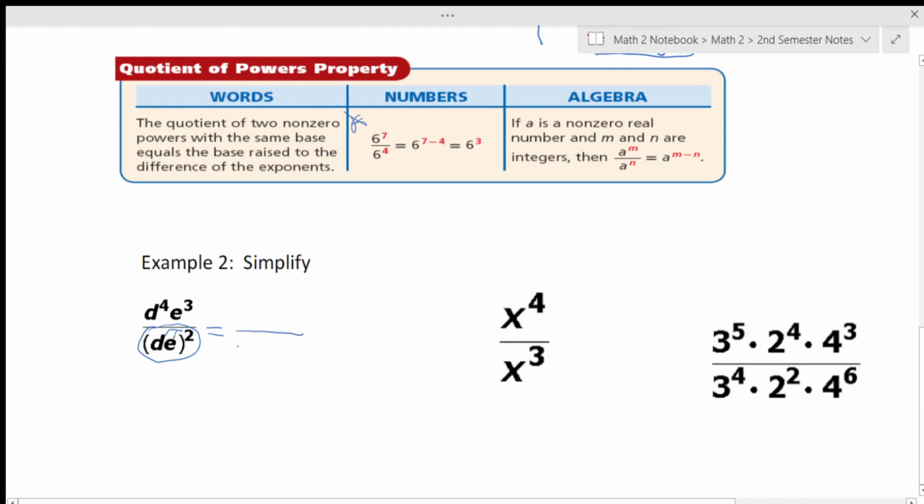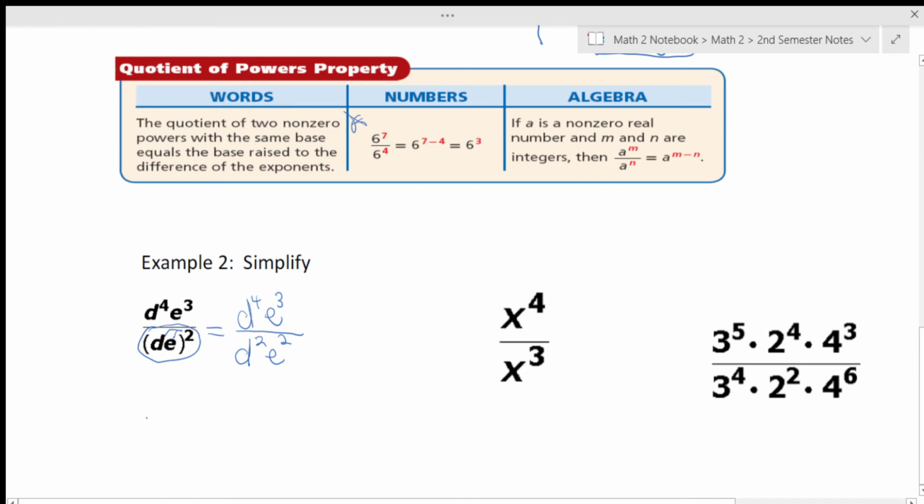And we're going to review that a little bit more too. But when you have a power on the outside of your product, both parts or all parts of the product will get raised to that power. And then on the top we have d to the 4th e cubed. So now here we're going to look at our d's together and our e's together.